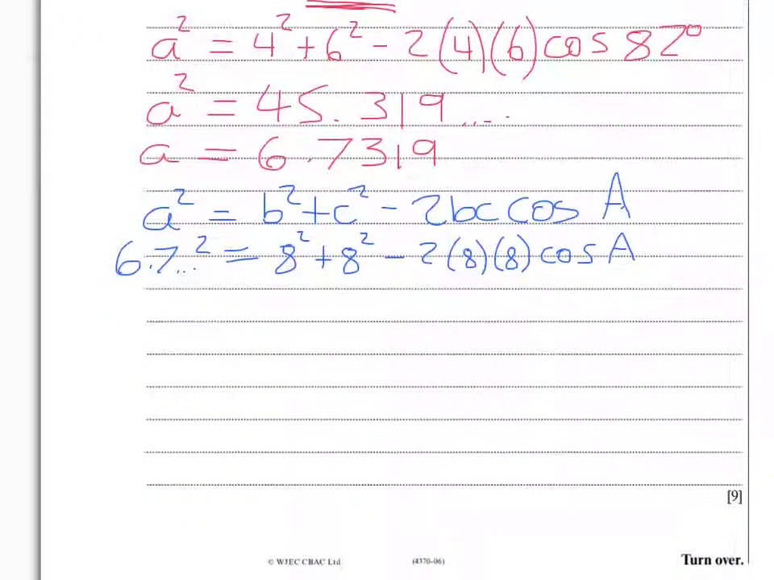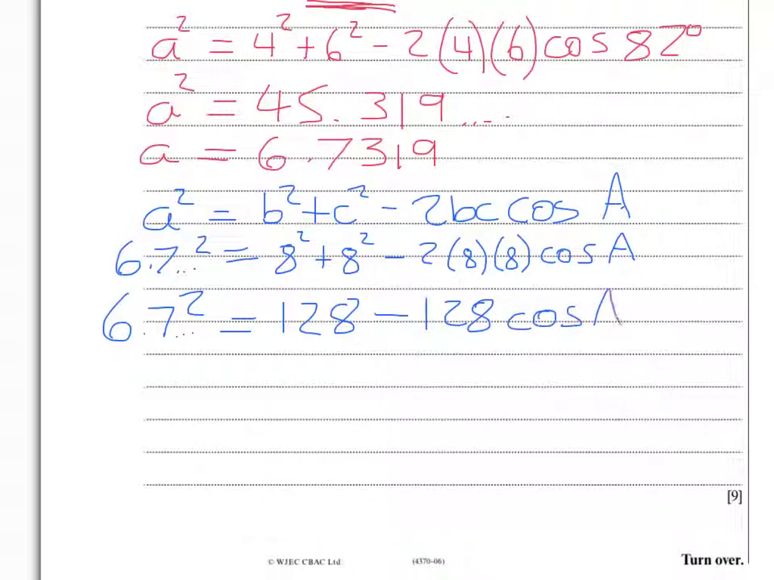So just scrolling down, what I'm going to do now is keep that left hand side the same, my 6.7 squared. 8 squared is 64 and 8 squared is 64, so 64 and 64 is 128. 8 times 8 is 64, times 2 again is 128, cos of A. Now I want to find out what that cos of A is, but at the moment we can see that we've got a negative sign. So we're just going to rearrange to make that positive.